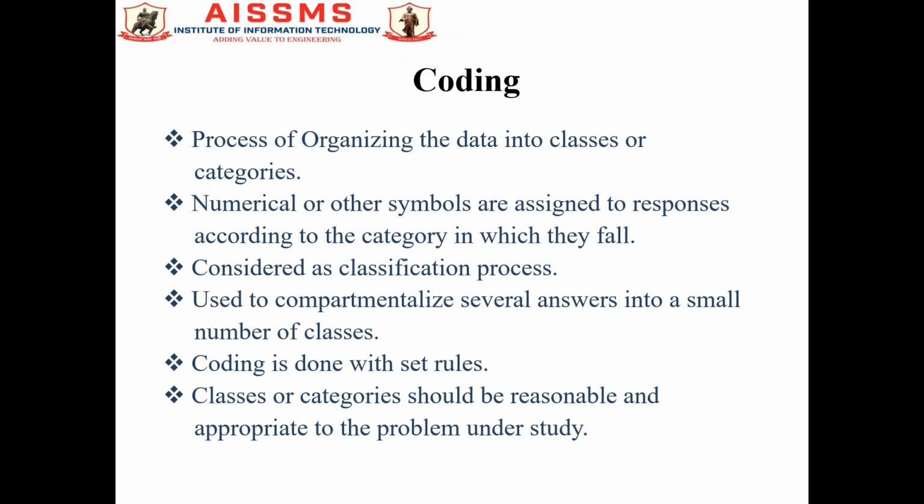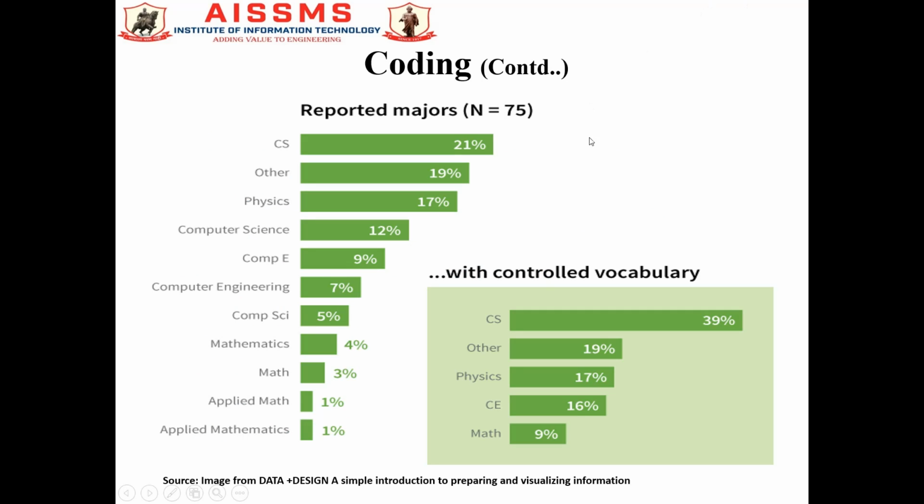Next part is the coding part. Coding is the process of organizing the data into classes or categories, and that we do for the simplification of analysis. Basically, numerical or other symbols are assigned to responses according to the category in which they fall. We can understand the coding part with an example. In this diagram, we can observe the data of majors reported by the students. A total of 75 students have given the response, but 21% of students have given the response as CS, which is nothing but computer science.